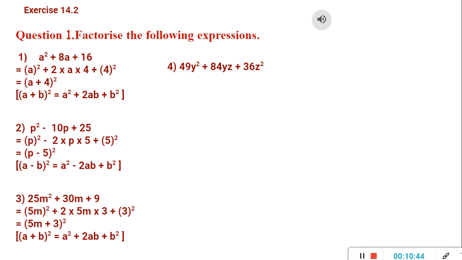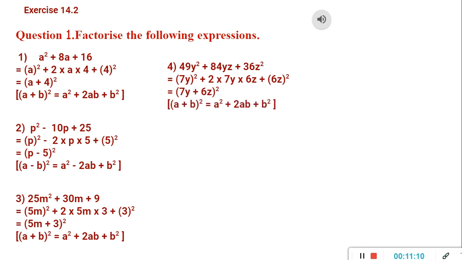36z square, that is the square of 6z. Right? So we got in between plus sign is there. So directly we can say that this is the square of, identity 1, that is a plus b whole square, that is equal to a square plus 2ab plus b square. The middle term is 2 into 7y into 6z, that is equal to 84yz. So the answer will be 7y plus 6z whole square.